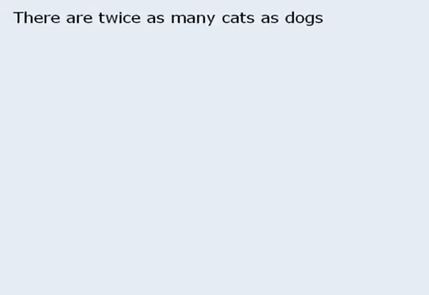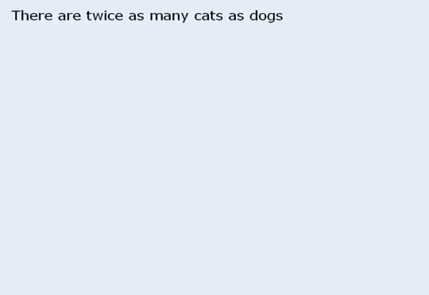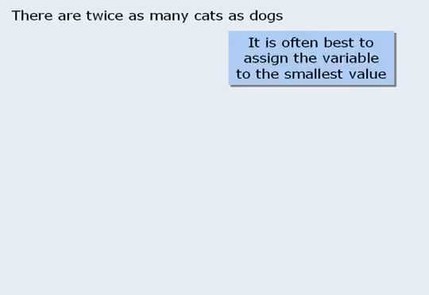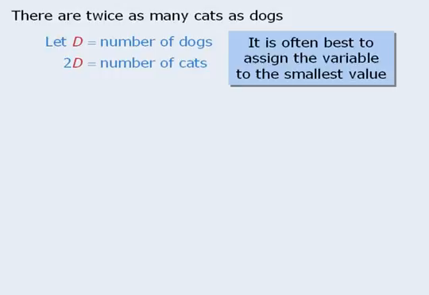For example, if we are told that there are twice as many cats as dogs, how can we assign variables to the number of cats and the number of dogs? Well, let's follow the guideline that suggests it's better to assign the variable to the smallest value. Since there are fewer dogs here, let's let d represent the number of dogs. Now if d represents the number of dogs, then 2 times d will represent the number of cats.